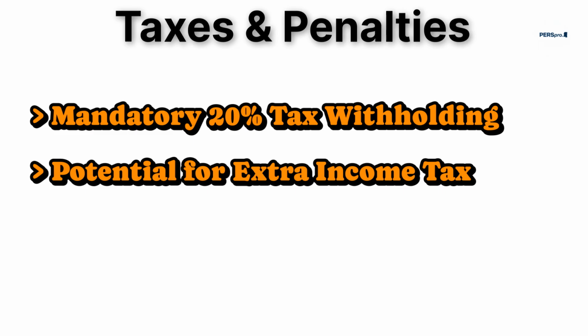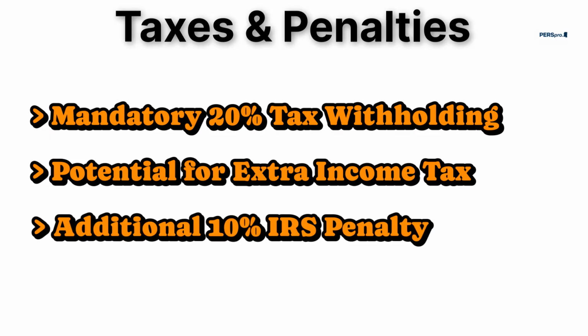Potential for extra income tax. The 20% automatic withholding is only a baseline. If receiving a large lump sum pushes you into a higher overall tax bracket where your effective tax rate exceeds 20%, you may owe additional federal income taxes when you file your annual return.